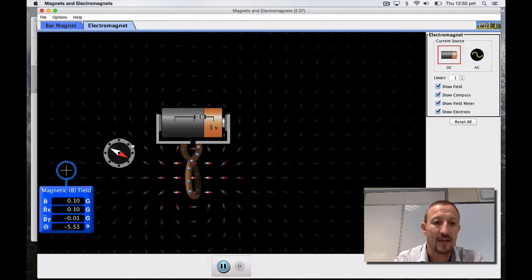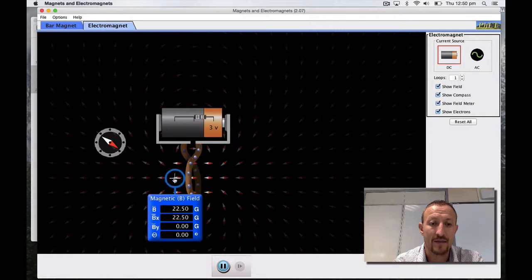Now let's have a look at the meter. So we're going to pull the meter in here. I'm going to pull it in around about this point here. Doesn't really matter where I put it, but it's just there to actually show what happens when we increase the number of loops. Now we can see that the field is reading 22.5. So what happens if I increase the number of loops?